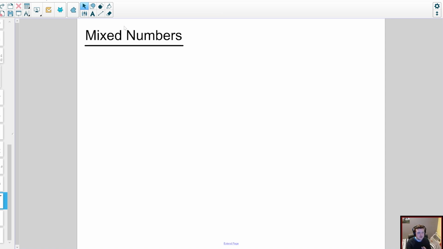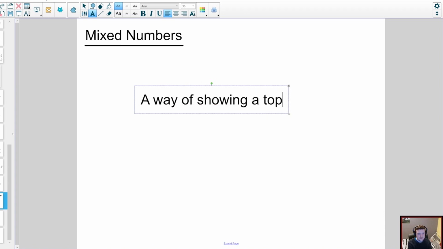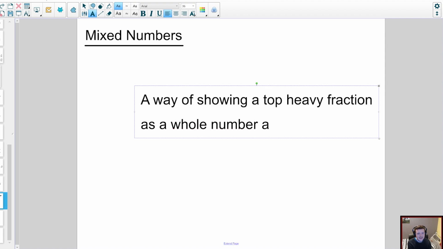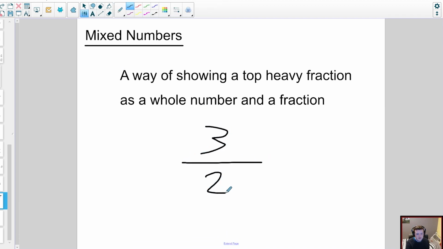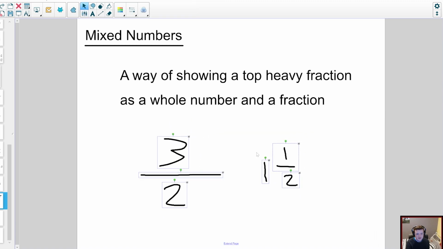Okay, mixed numbers. What is a mixed number? Well, a mixed number is a way of showing a top heavy fraction as a whole number and a fraction. So if we go back to our 3 out of 2 from before, what we've got then is 1 whole one, because 2 goes into 3 one time, and a half. So it's 1 and a half. So the way we work this out is we say, okay, how many times does the bottom number go into the top number, and how much is left over?